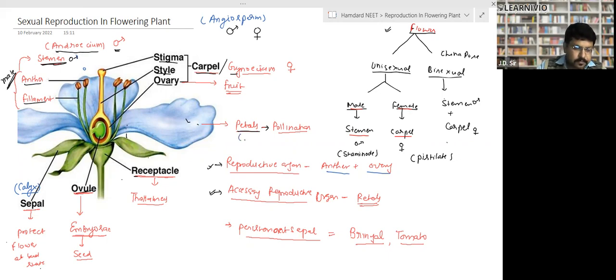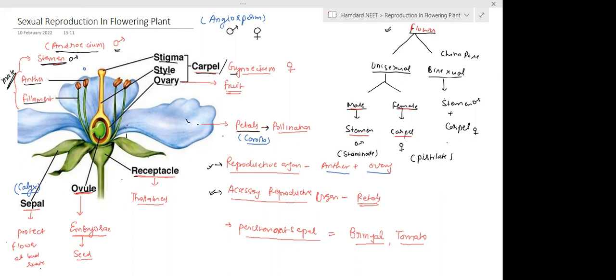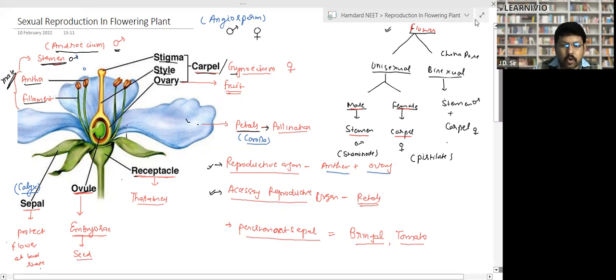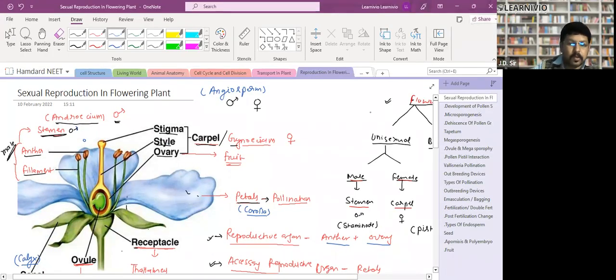All petals taken together are called corolla, C-O-R-O-L-L-A. Full stop. Next, all petals taken together are called corolla, right? Next heading is stamen.